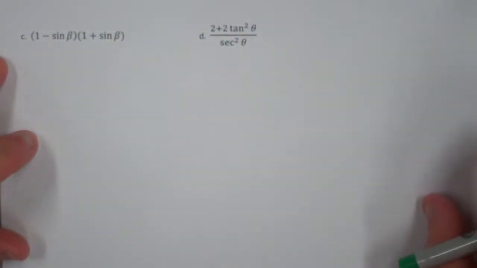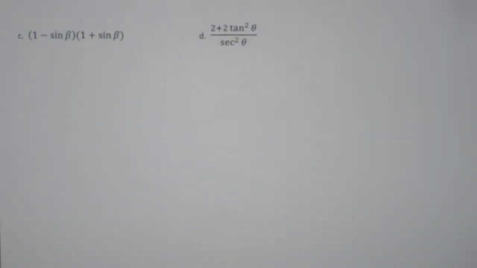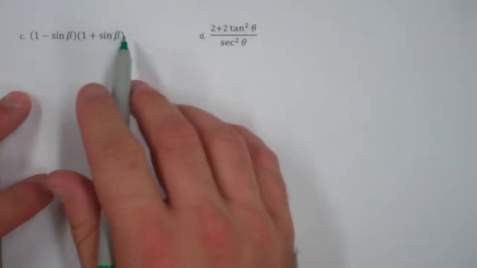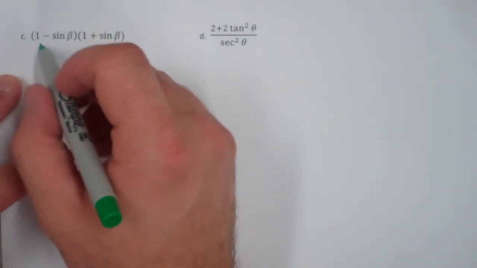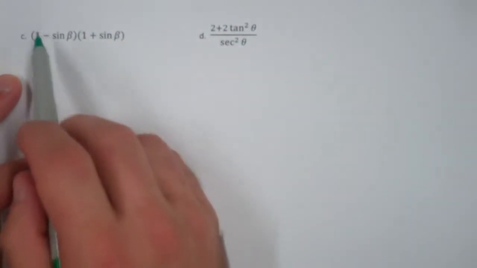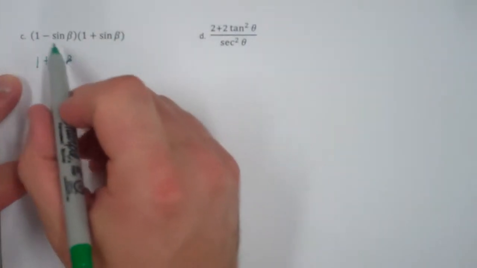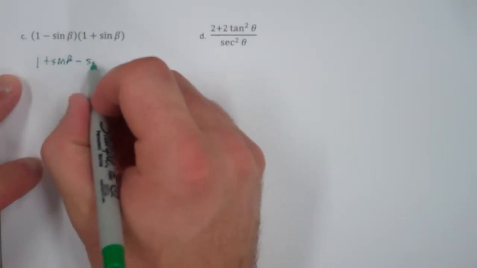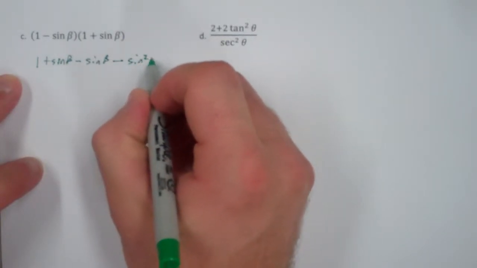We're going to work with C and D here. And you'll notice that for C, we already have sine or cosine. We don't have anything else going on. So what we need to do is just try some things. And one thing that I think we could do here is distribute this, or FOIL it, or multiply these two together, however you want to think about it. So we've got 1 times 1, that's 1. 1 times the sine of beta, that's the sine of beta. Negative sine of beta times 1 is negative sine beta. And then a negative times a positive is a negative, and we've got sine squared.